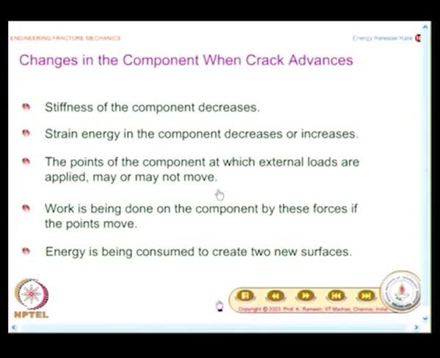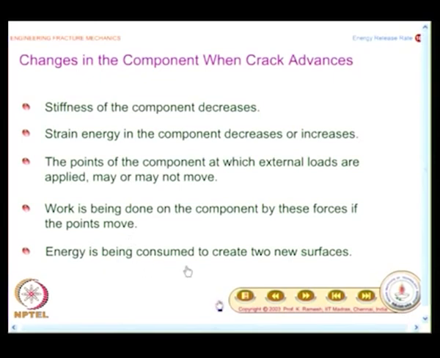And the other issue we will have to keep in mind is, when you are having a general situation, the points of the component at which external loads are applied may or may not move. So, in one case we had looked at constant load where the points were moving. We have also looked at fixed grip, where the points will not move, and it is obvious work is being done on the component if the points move.